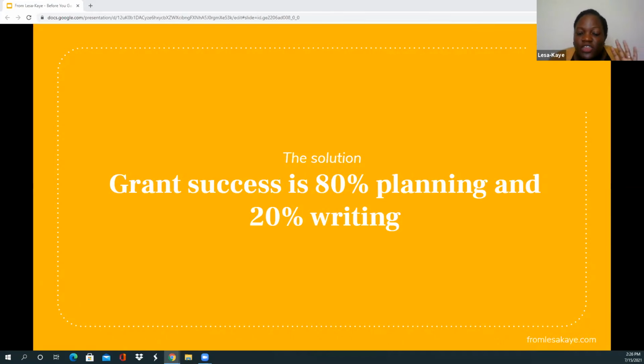But here's the thing. The number one thing you need to be successful when it comes to grants is to have an overarching strategy and a plan. Grant success is 80% planning, 20% writing. So you need a plan for every stage of this process. Waiting until you find a grant to get started, without any kind of plan going into it, is a costly mistake. When you are proactive, it makes for a more thoughtful, successful, and less stressful grant process.